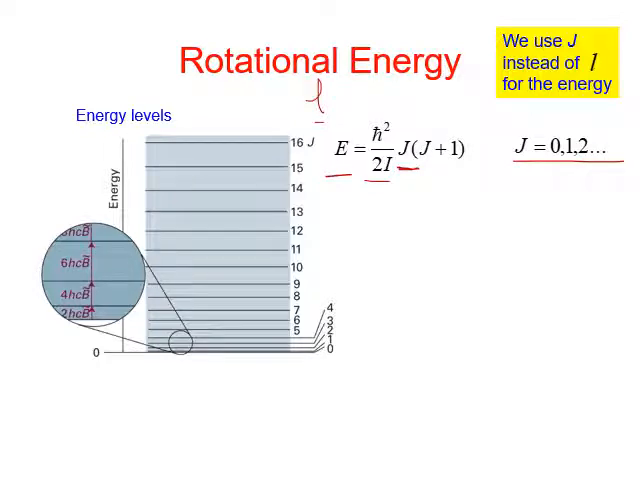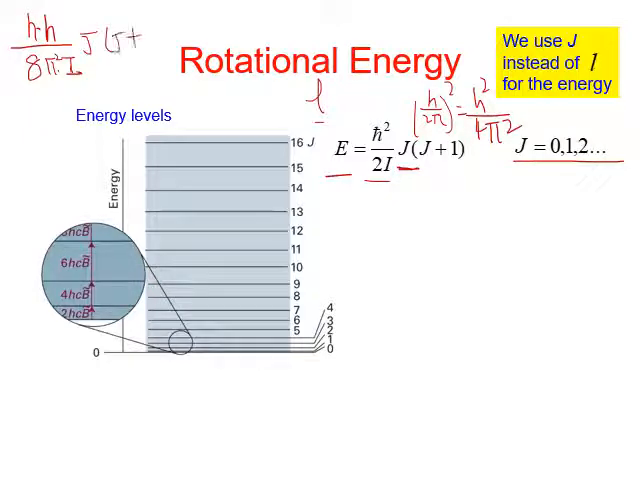Now, h bar equals h divided by 2 pi. So the square of it should be h squared divided by 4 pi squared. And therefore, the energy is h squared, which you can write as h times h, divided by 4 pi squared times 2. That's 8 pi squared. And then times I, and then J times J plus 1. So this is equivalent to the equation for the allowed energies.